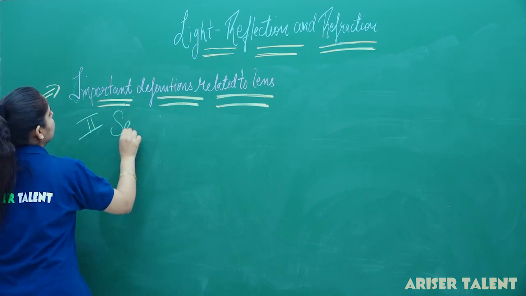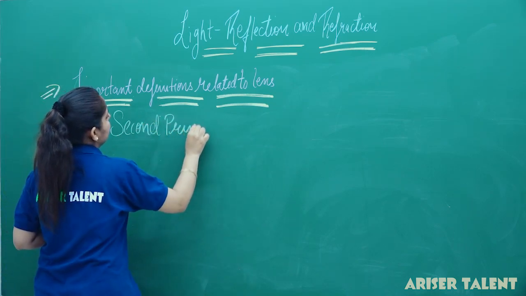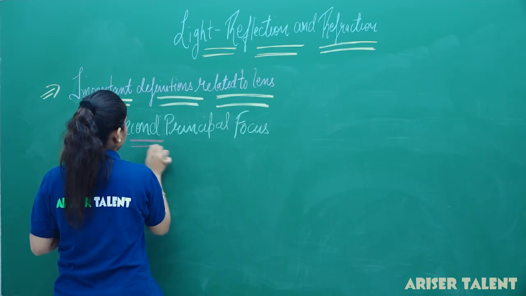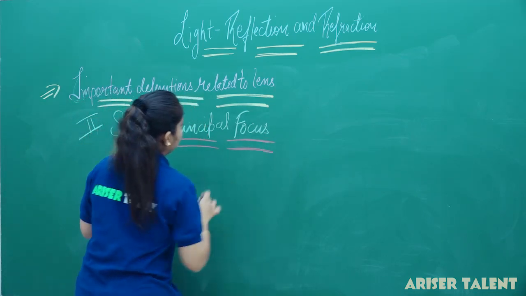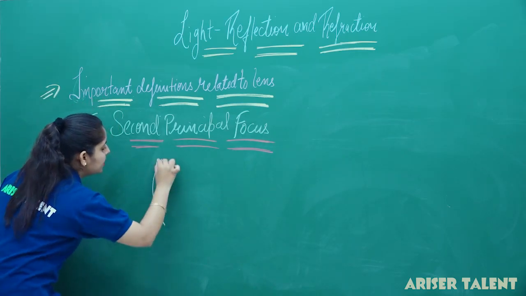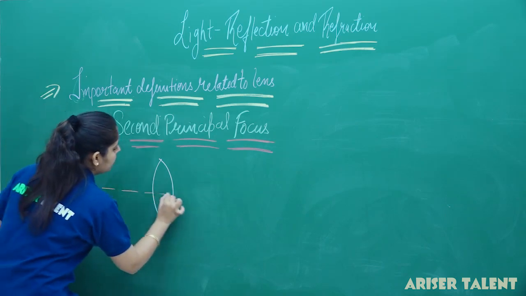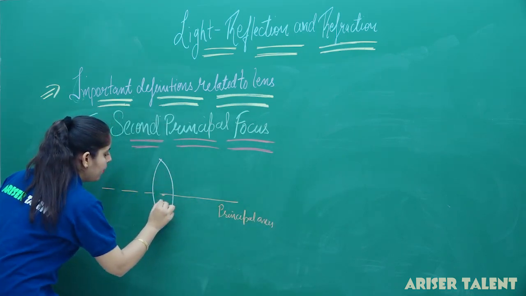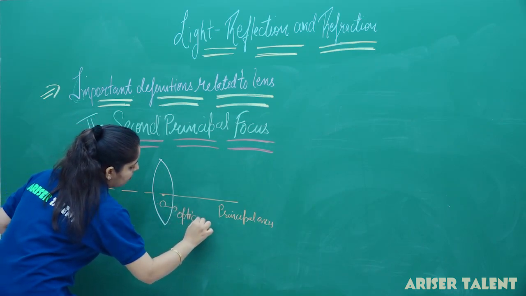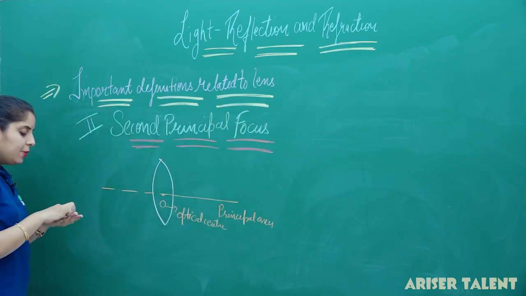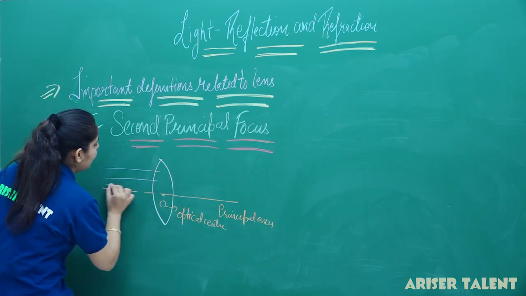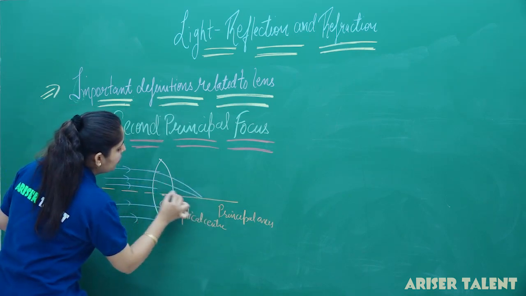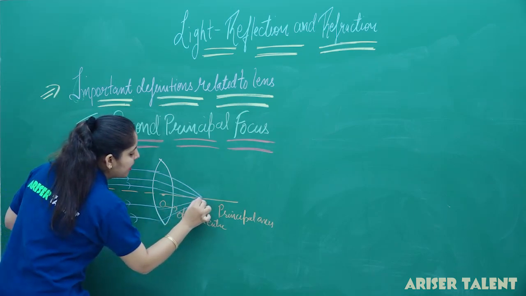So the second thing is about the second principal focus. Now similarly, if I'm assuming the first lens as a convex lens, this is our convex lens, this will be our principal axis. This will be our optical center. Now, if light rays are going to be incident on a convex lens, you can see that after refraction, the light rays are going to converge at a point. Because in a convex lens, we will always get converging light rays.